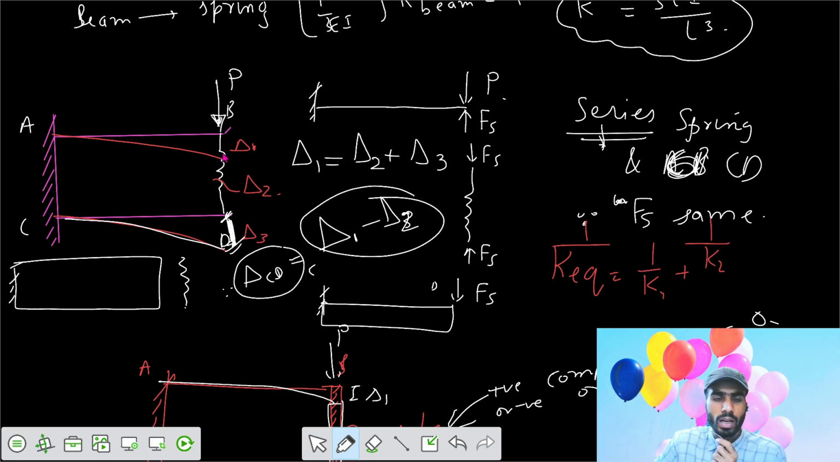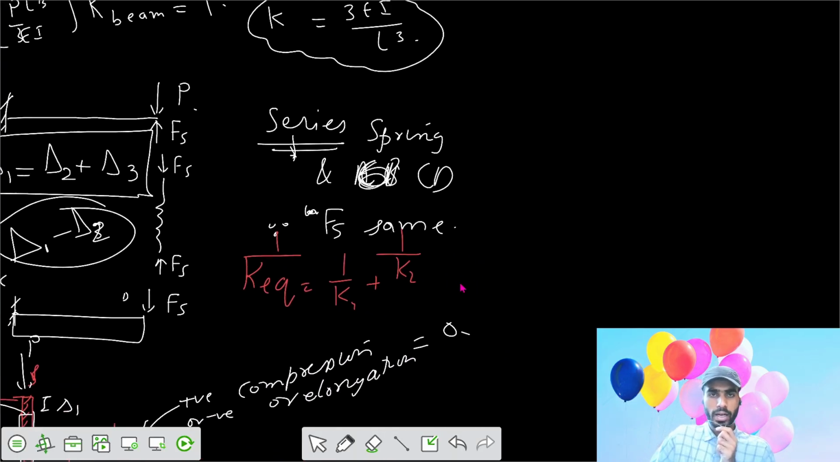Let's say AB reached this point. This was your point B. After that, the spring also gets compressed by some amount. Actually the spring should have reached the point here, but it's getting compressed by this amount. So the spring finally reaches this point. From that there was D. So D has to go only this part. So we can write delta 1 equals delta 2 plus delta 3.